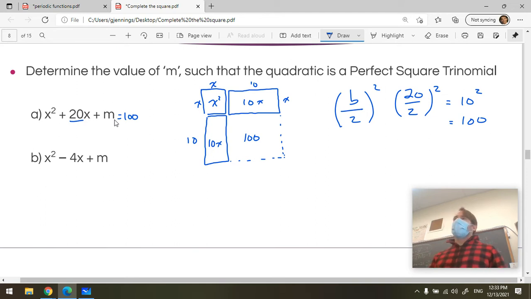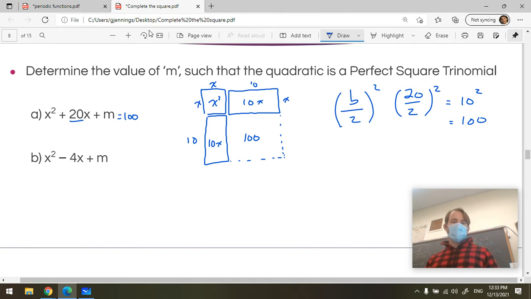Just like with the 100, how did I know that was 100? Well, when I visualize it this way, Johnny, I know that I could split up the 10x there and the 10x there, and that would make two sides of a square. To fill in that corner, I would need 10 times 10, which is 100. But algebraically, I don't want to have to imagine that every time. So algebraically, all I do is I take b, divide b by 2, and square the result. So 20 divided by 2 squared is 10 squared is 100.